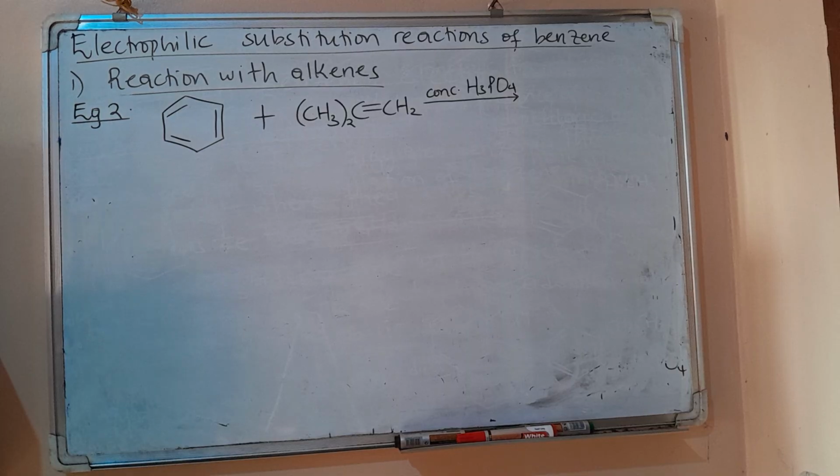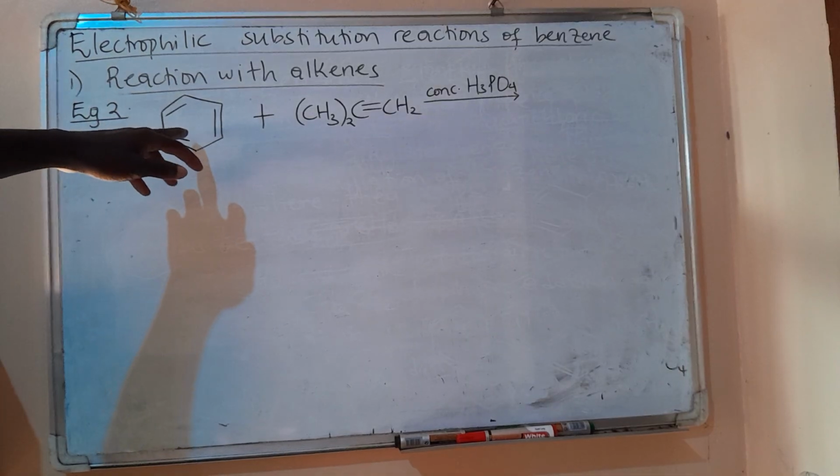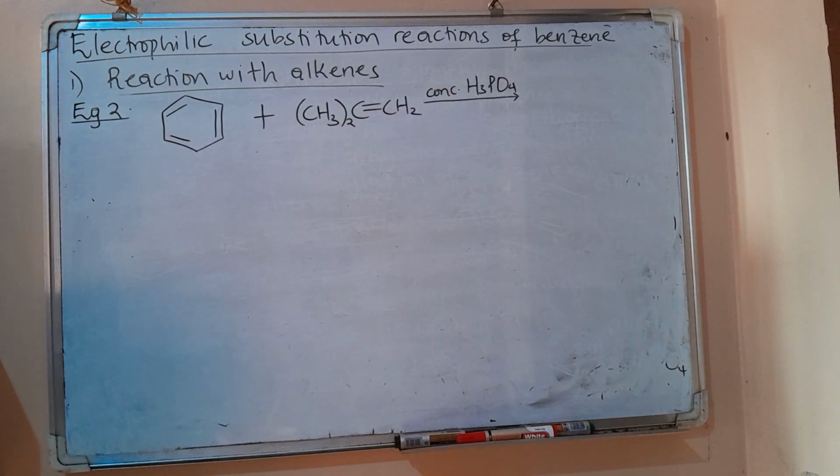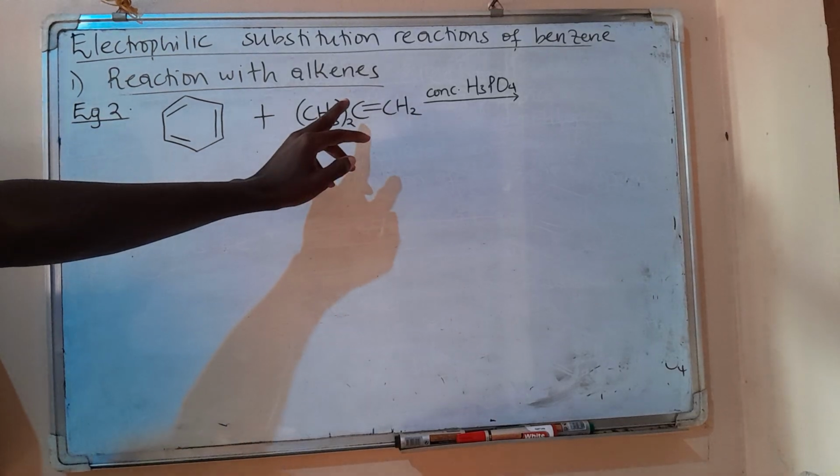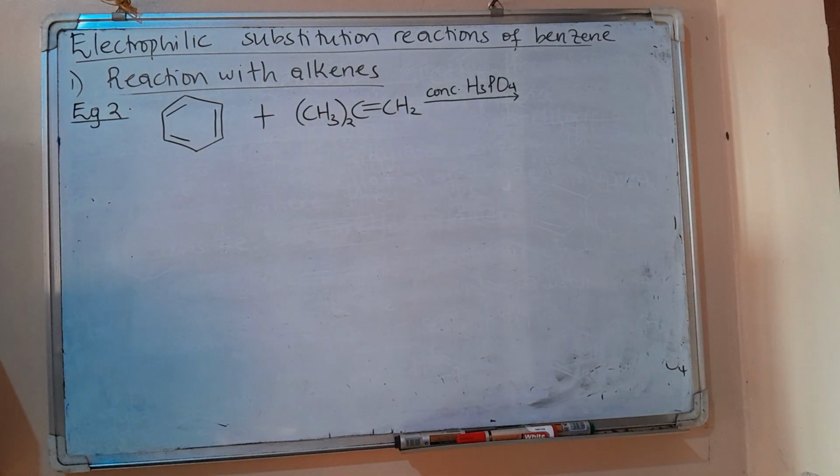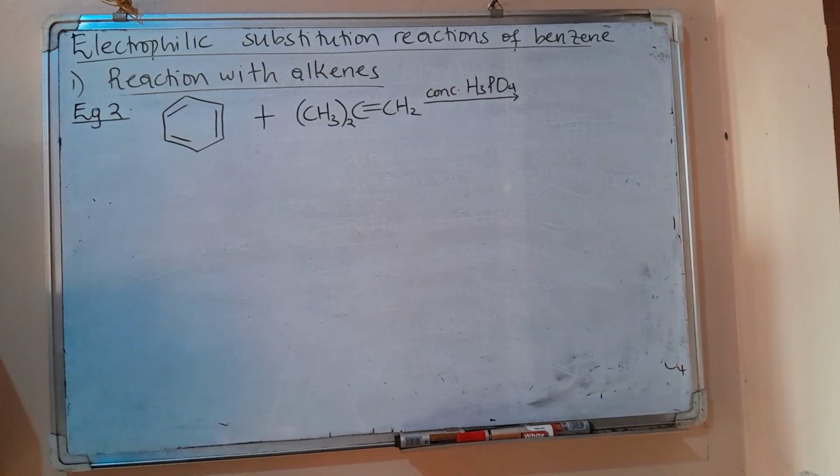Our second example is here. We have benzene reacting with that alkene. Hope you know the name of that alkene. Its name, I think, is 2-methylpropene. So we have seen that benzene reacts with electrophiles. And for this reaction, the acid is working as a catalyst.